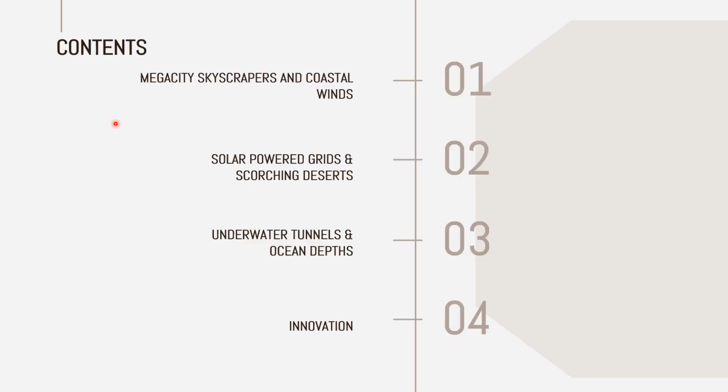So the contents will be divided in four parts. First, we will begin with the design of a megacity skyscrapers with coastal winds. Then I will talk about solar power grids and scorching deserts. And the last project will be about underwater tunnels and ocean depths. And finally, I will talk about the innovation I introduced in each of these projects.